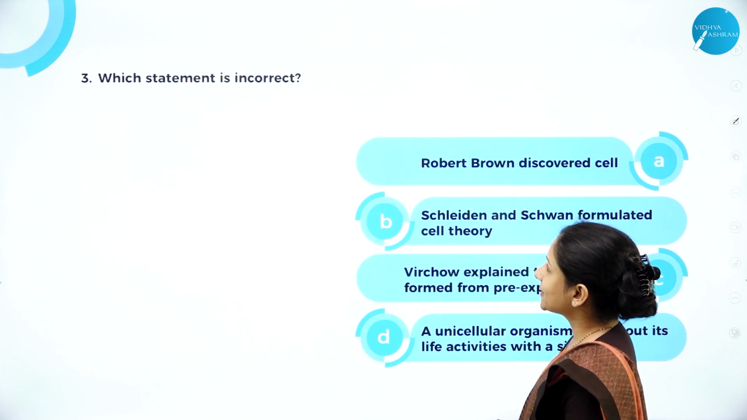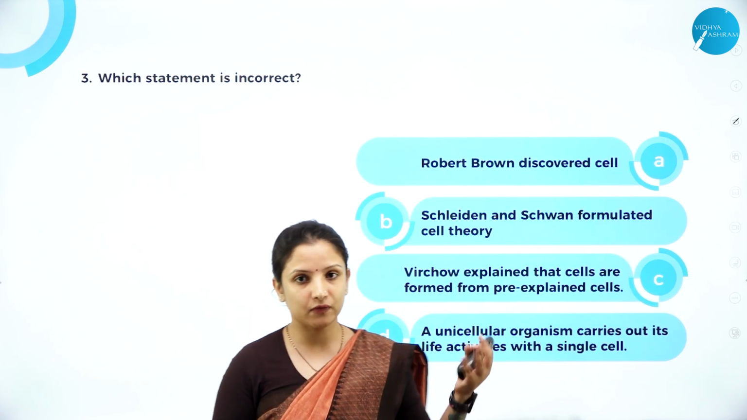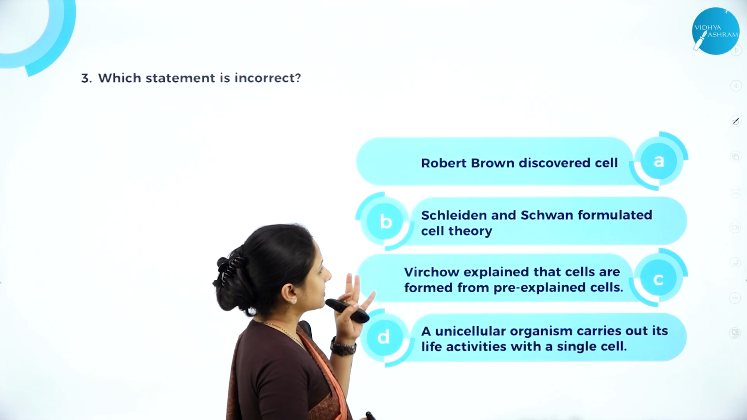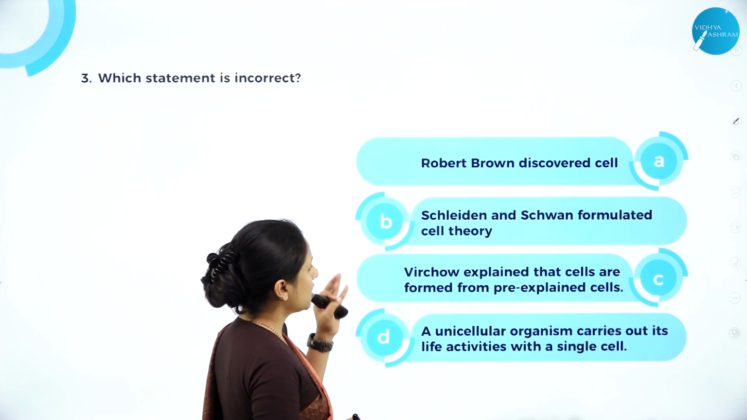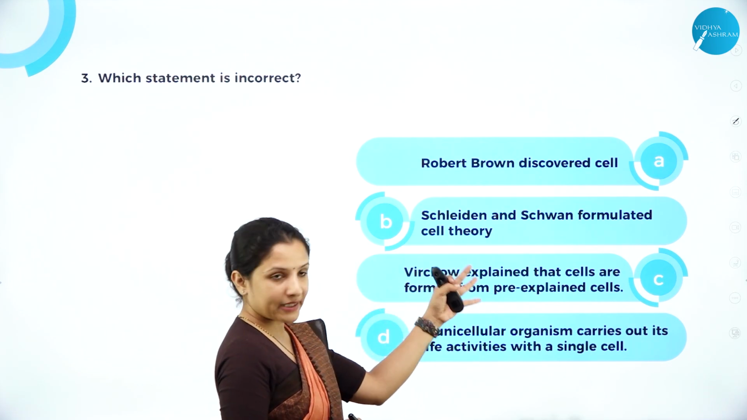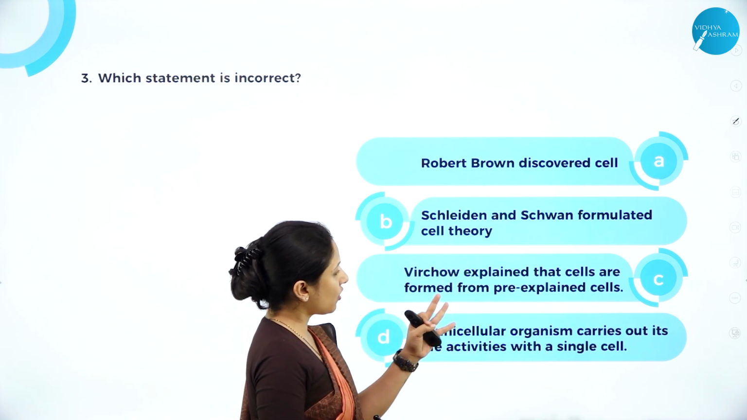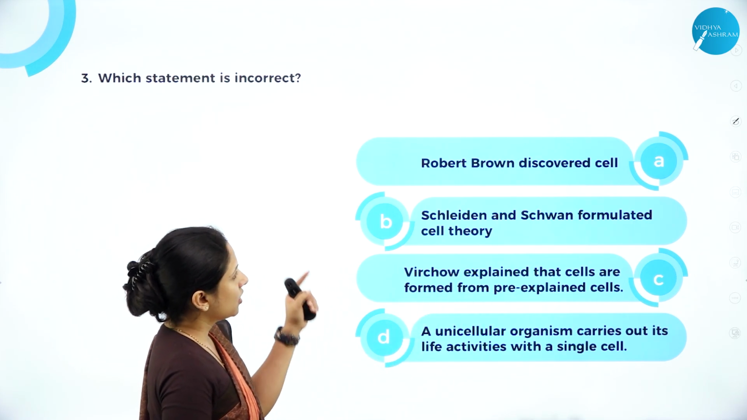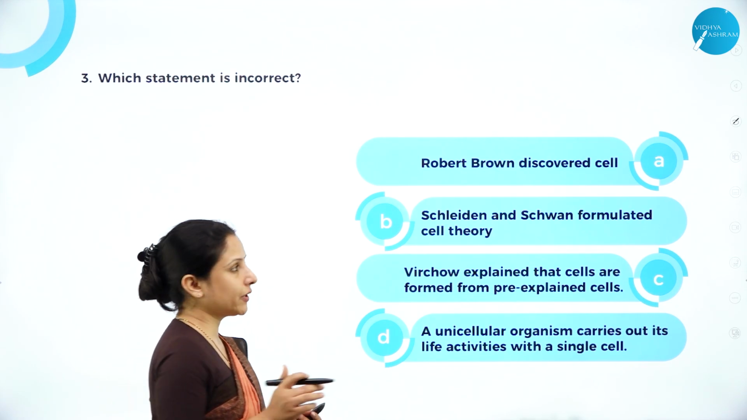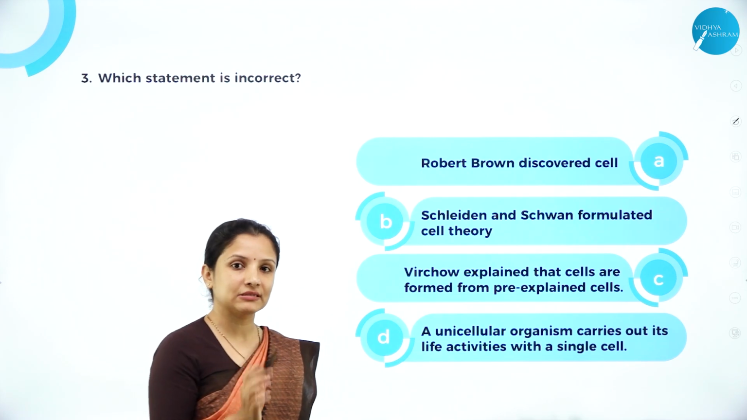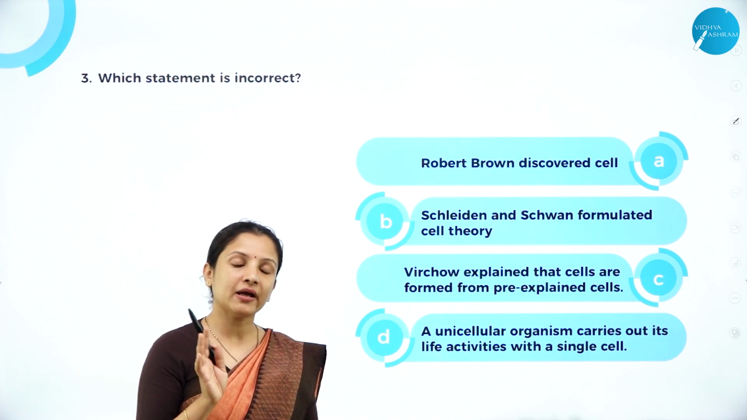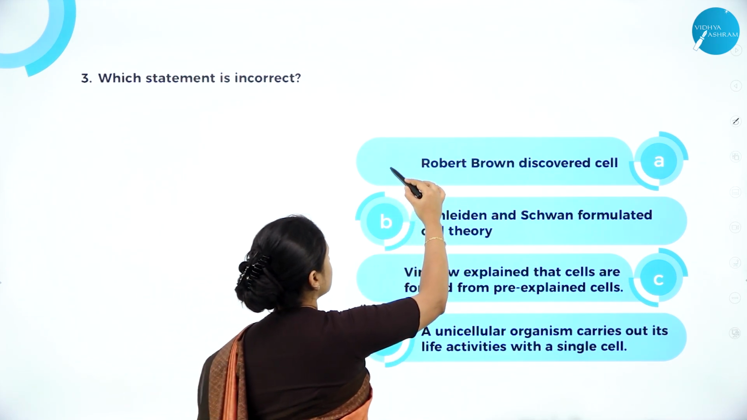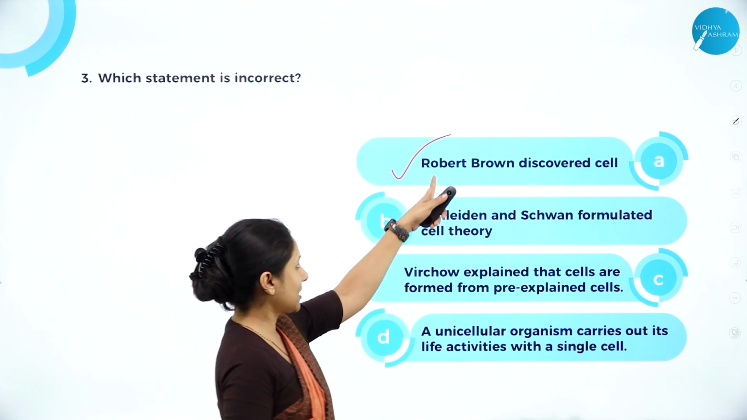Next question. Which statement is incorrect? A set of statements is given here, and we have to find which is the wrong one. Robert Brown discovered the cell. Schleiden and Schwann formulated the cell theory. Virchow explained that cells are formed from pre-existing cells. A unicellular organism carries out its life activities within a single cell. Here, the statement that Robert Brown discovered the cell is wrong, because Robert Brown discovered the nucleus. The cell was discovered by Anton von Leeuwenhoek. So what is the question? Which statement is incorrect? So option A is right, because this statement is incorrect.